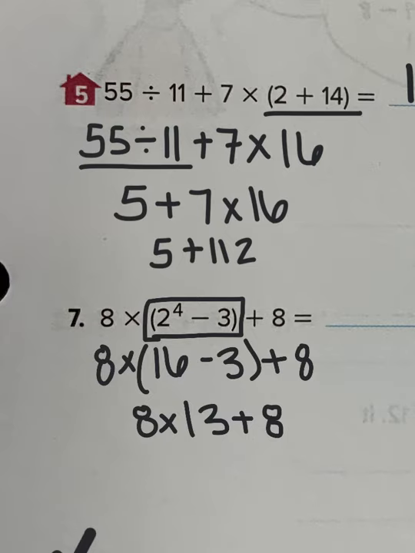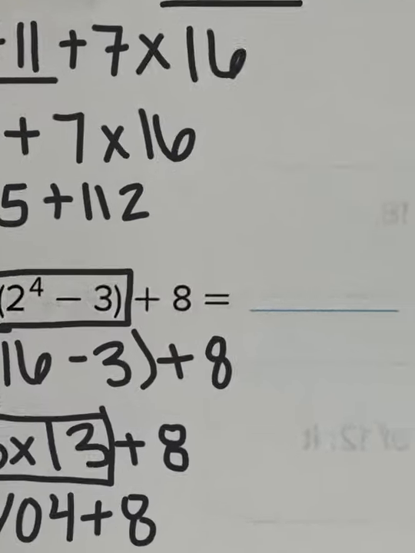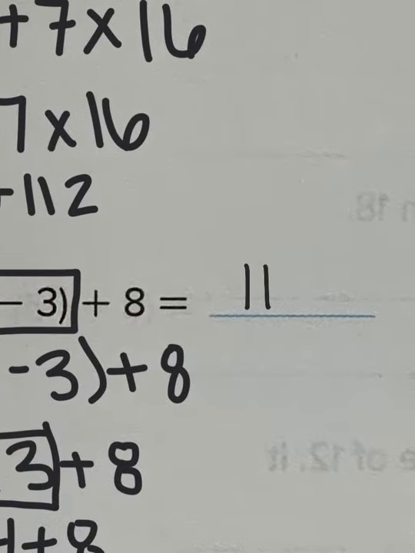So we got down our parentheses. We already did all of our exponents because our exponent was within our parentheses. Next, we want to do multiply and divide from left to right. I don't see any division, but we do have multiplication right here. So 8 times 13 gives us 104. Bring down the rest of my expression. And 104 plus 8 will give me 112 for our answer.